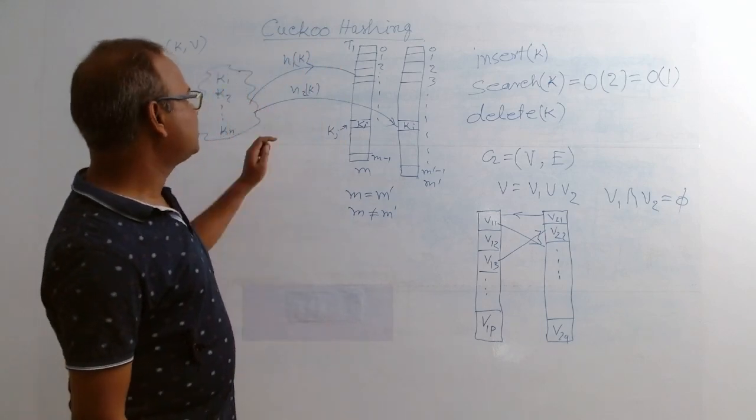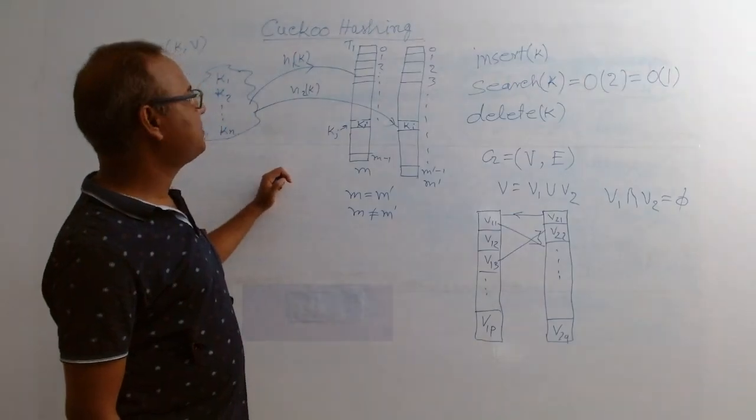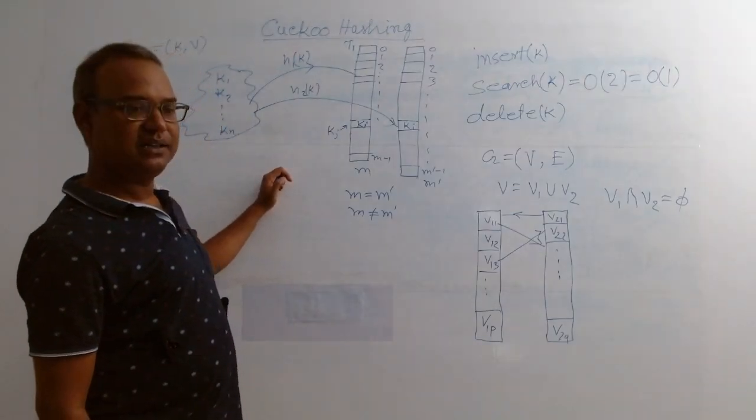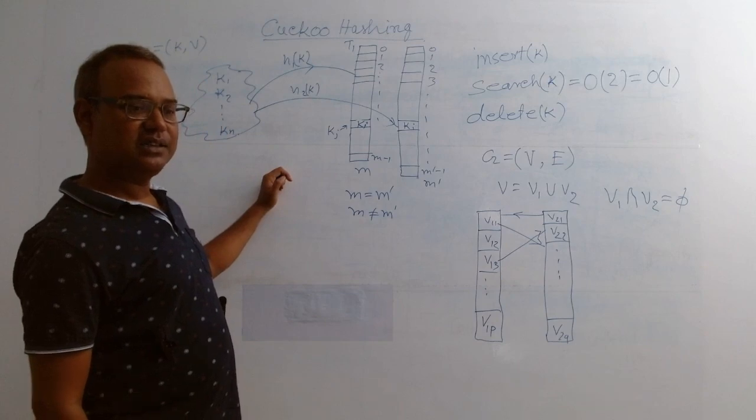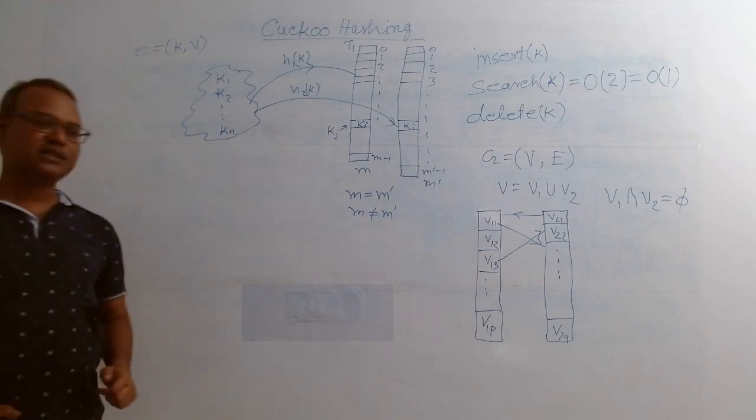So this is Cuckoo hashing. This is the most perfect hashing technique for this. That's all. In the next lecture, we will come to Bloom filter.